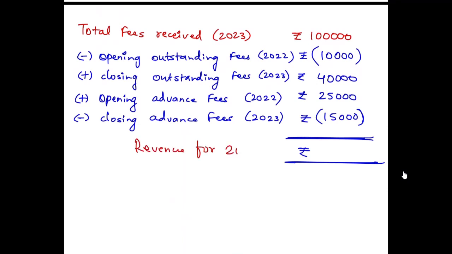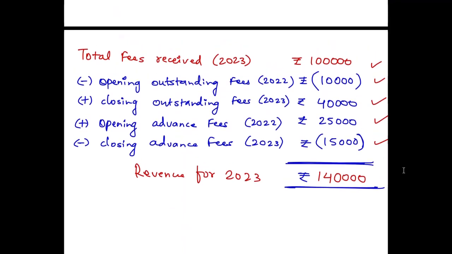Revenue for 2023 should be 1 lakh minus 10,000 plus 40 plus 25 minus 15. Everyone, tell me the answer. So it would be rupees 1 lakh 40,000. That is the fees of year 2023. Okay, let us go through each adjustment once again, so you will have more clarity.